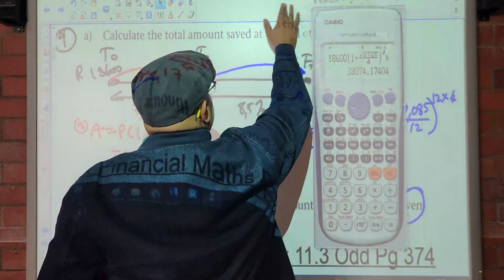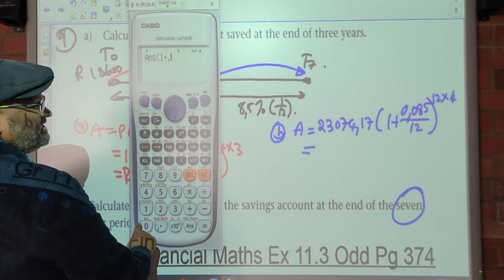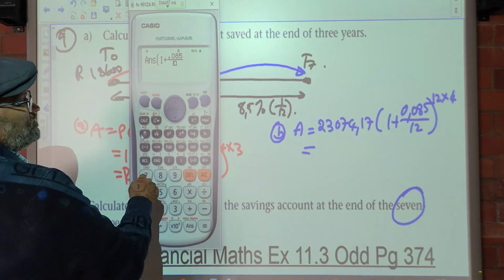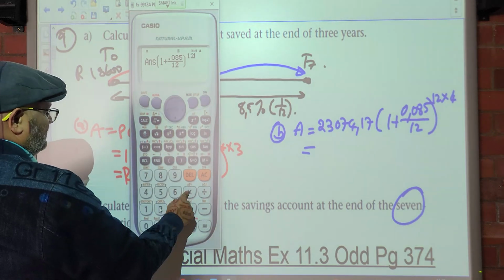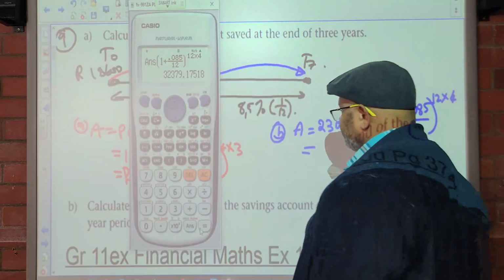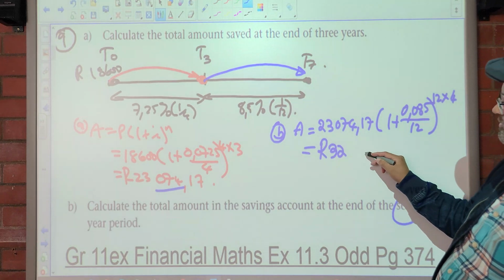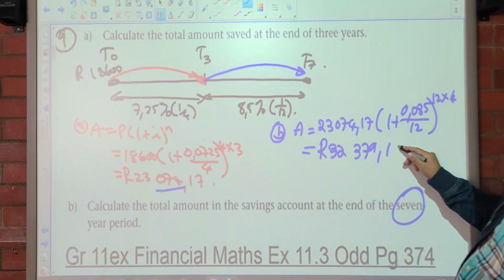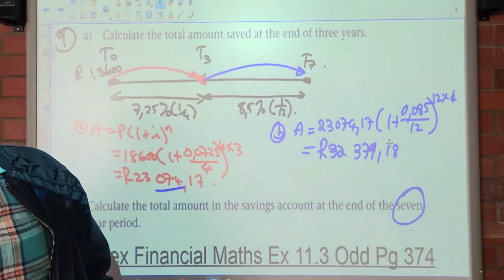People, this stuff is so easy, no? There's 1 plus 0.085 over 12 to the exponent 12 times 4, I could have written 48. That gives 32,379 rand and 18 cents. You with us, Lisa, Kanya? Right, nice.